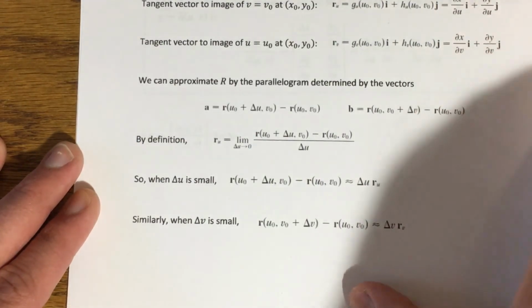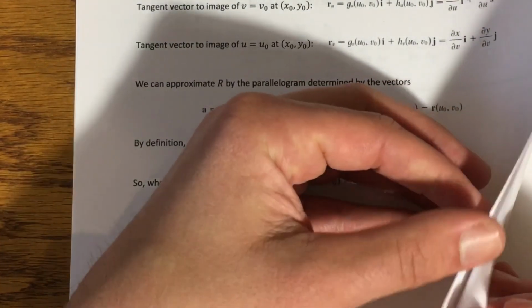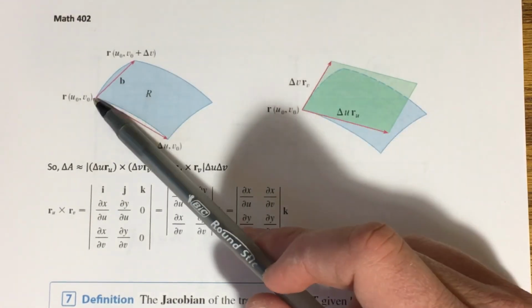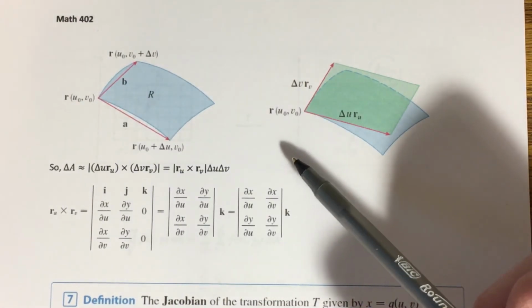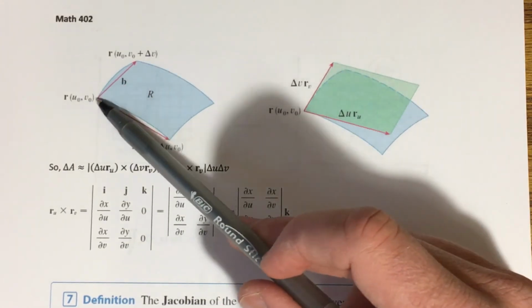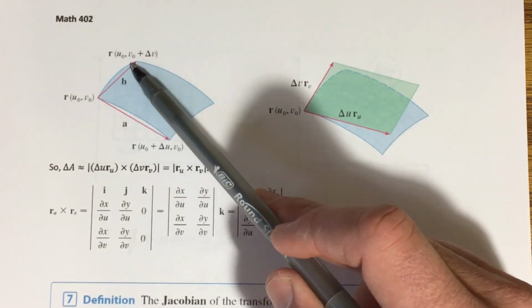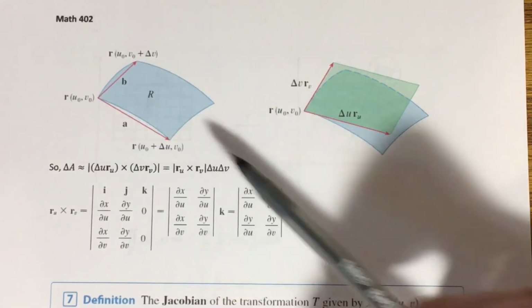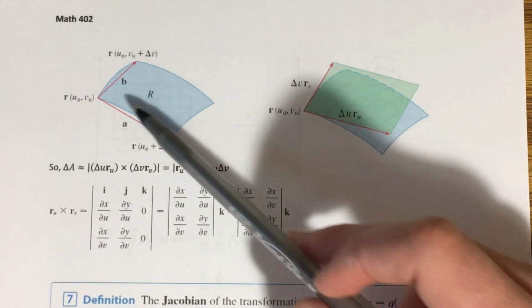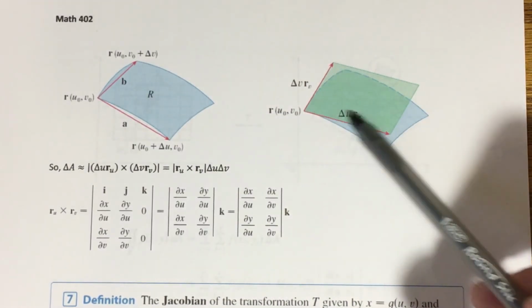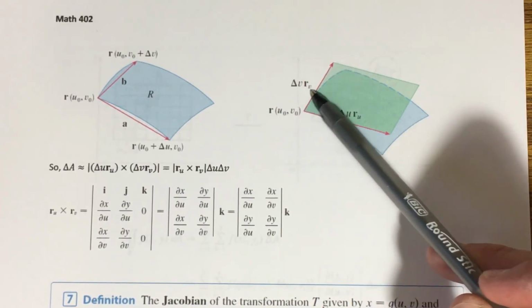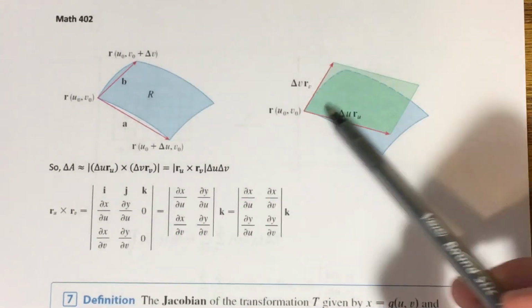Okay, so let me go to the next page because it's going to become more clear once we see what we're talking about in a graphic. So if you're looking at this part, these are the secant vectors for R that I was describing. And this vector would be R of u naught, v naught plus delta v minus R of u naught, v naught, and similar for A here. But those secant vectors can be approximated by these tangent vectors.